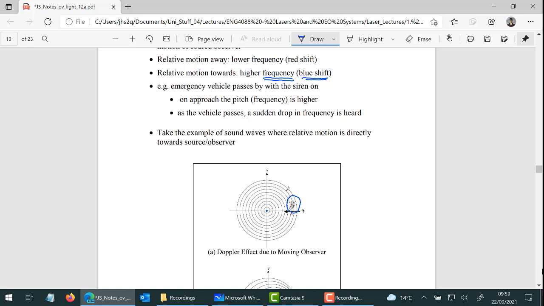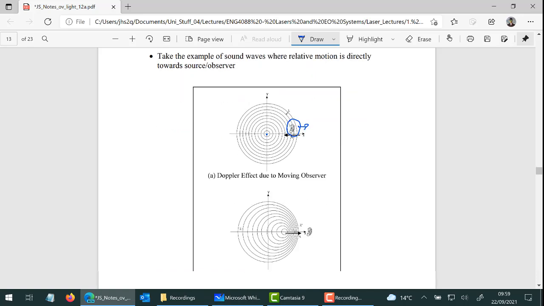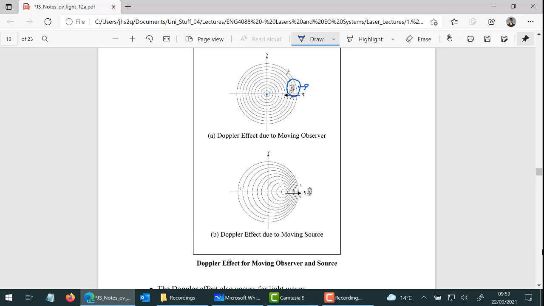In sound, what we're getting is a shift in frequency. If the ear was moving away, then we would get a lower frequency, referred to in optical applications as a redshift. So you can think about this in terms of emergency vehicles coming towards you or going away from you. As they come towards you, the pitch is high, and then as they just pass you, the pitch drops down low. As they go past you, sorry.